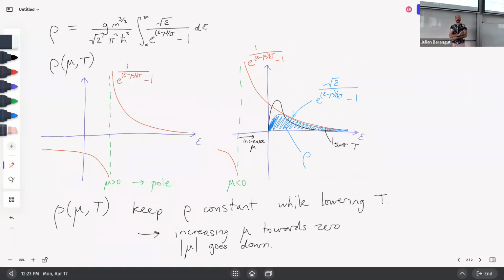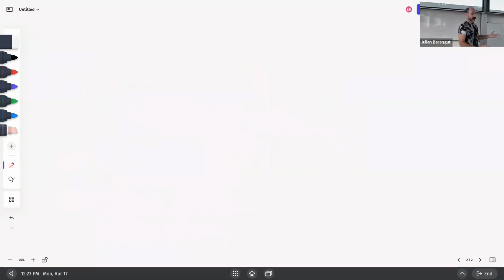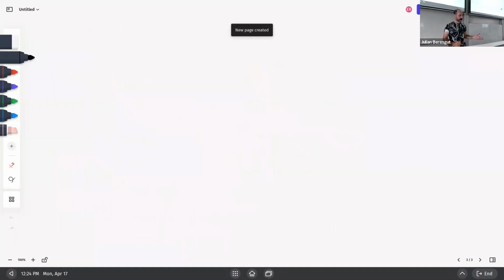Okay, so if I keep the density constant, now why would I want to keep the density constant? That's a physical thing. I've got a number of particles in a box and I'm lowering the temperature. So as I lower the temperature, the mu has to increase to keep all of the statistical physics correct. Statistical physics we already know is correct. It's based on very simple principles. So what does that look like?